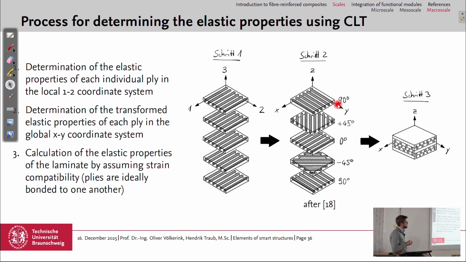which we use, with the fiber orientation, to transform the stiffness matrices and rotate them according to their orientation in the laminate. And then we assume that we have strain compatibility, so that all plies are ideally bonded to one another, so they all have the same strain, they can't detach or slide against each other.